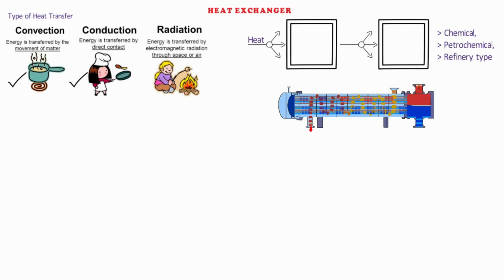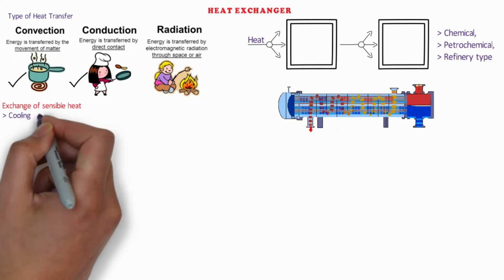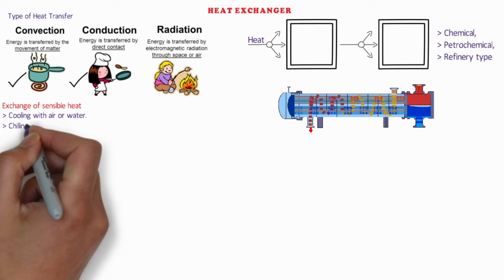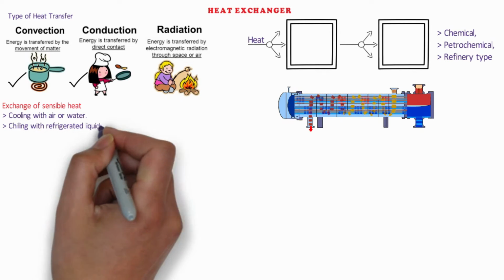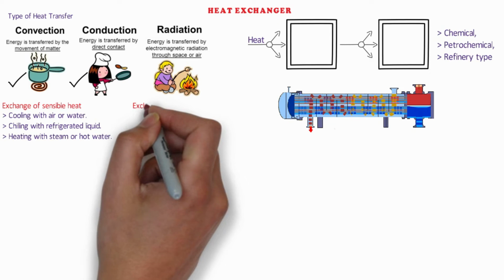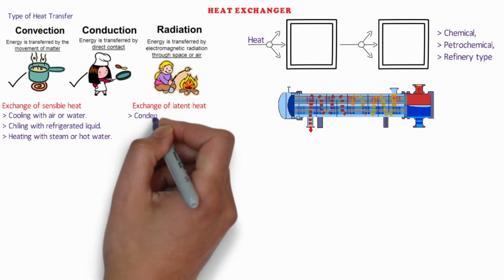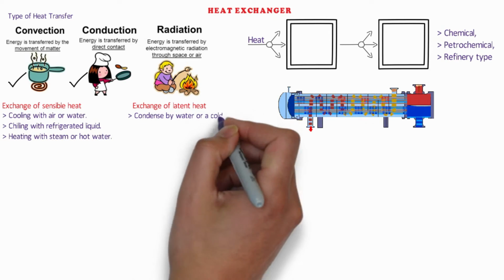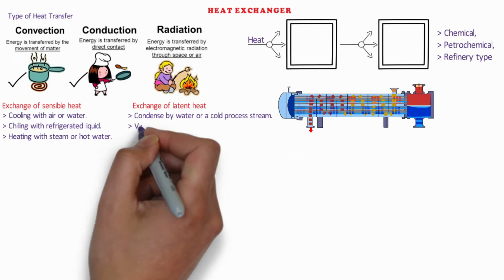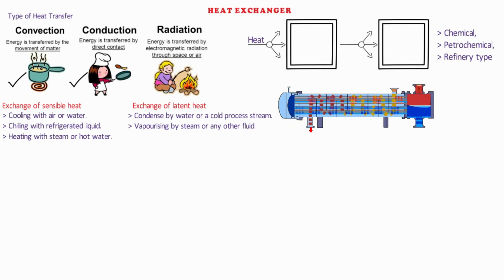The process duties include: first, exchange of sensible heat between two process fluids, like cooling of air or water, chilling with refrigerated liquid, heating with steam or hot water. Second is exchange of latent heat between two process fluids where phase change takes place, like condensation by water or a cold process stream, vaporization by steam, for example a column reboiler, or any heat transfer liquid.